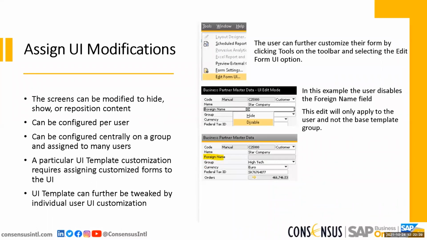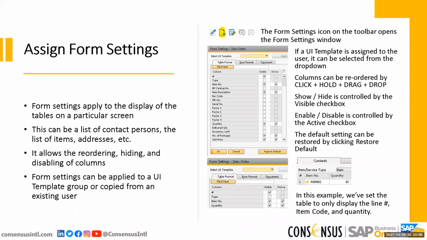The user is also allowed to make changes on top of the changes they're inheriting from the group. They can do that by opening the form and clicking Tools on the toolbar, and then Edit Form UI. In this example, the user is trying to disable the foreign name field on the screen because they don't use it. Once they save that change, you'll see that we have both changes. The orders on the right-hand side are no longer there, but they're on the left-hand side, and the foreign name is disabled. The foreign name edit will only apply to the particular user that made it in this case, not to the entire group.